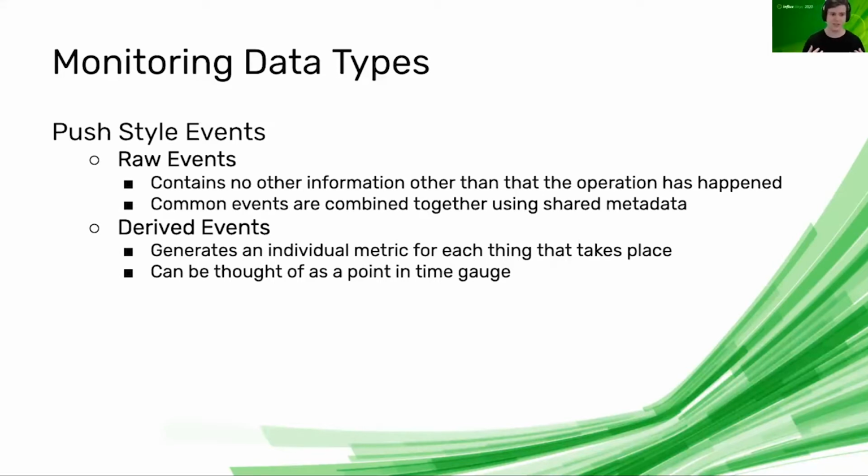And then you have derived events, which I think of as tracking individual HTTP request latency. You can think of a derived event as the event plus some actual data, right? So it's that there was an HTTP request and that HTTP request took 30 seconds to happen, or 20 seconds to happen. It's kind of like a point in time gauge value.